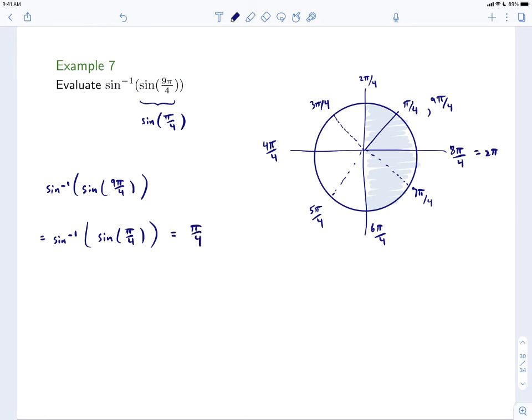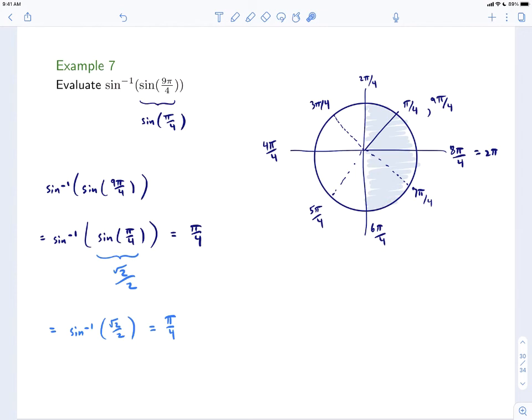Now if you prefer, you can just compute it. Sine of pi over 4, that's the square root of 2 over 2. And then you have sine inverse of square root of 2 over 2, but that's of course pi over 4. So if you don't want to use the cancellation law, you can actually just evaluate it directly. But you can use the cancellation law only because pi over 4 is inside the restricted domain.